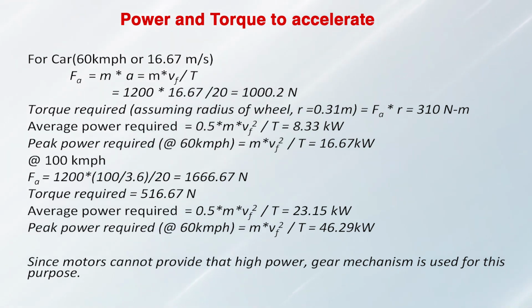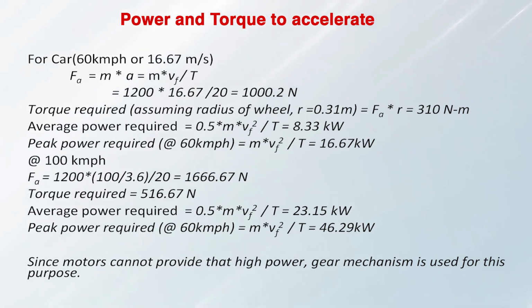So, the mass is 1200, the velocity for 60 kilometers per hour is 16.67 meters per second, and the time is 20 seconds. Just try to calculate it, you will get around 1000 Newton, and the torque required will be around 310 Newton meter, considering the radius of the wheel to be 0.3 meters. And the average power required, if you calculate, just try to calculate and let me know.